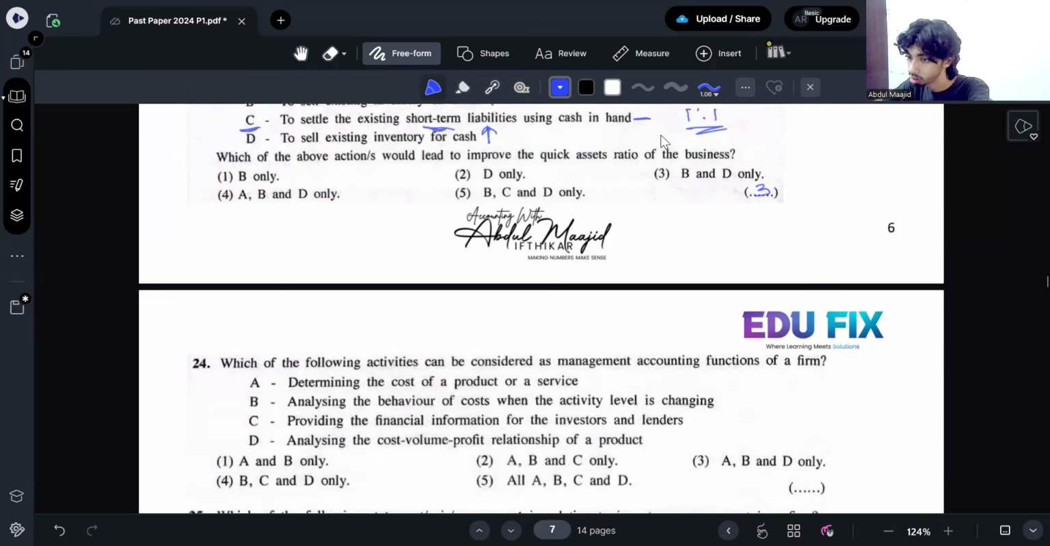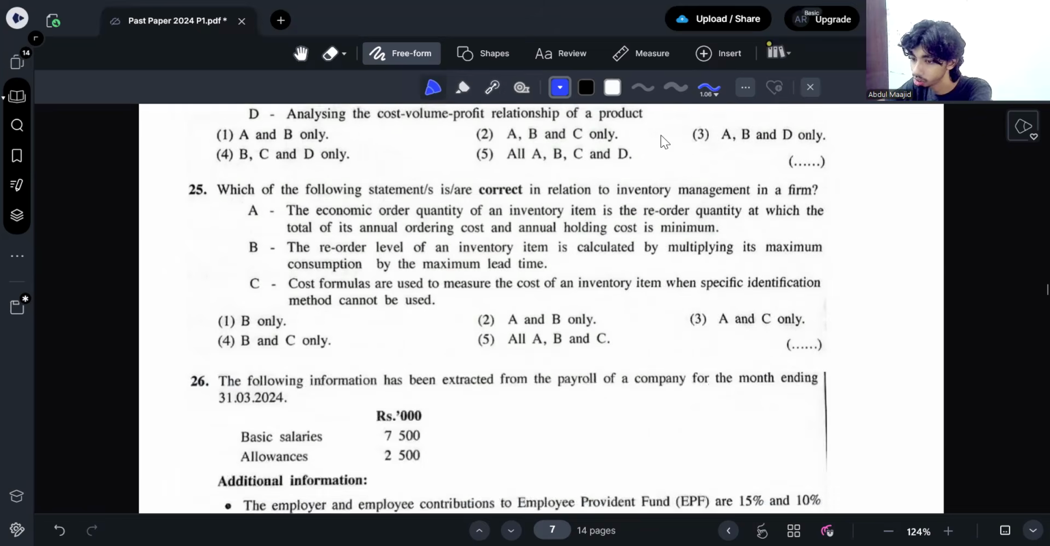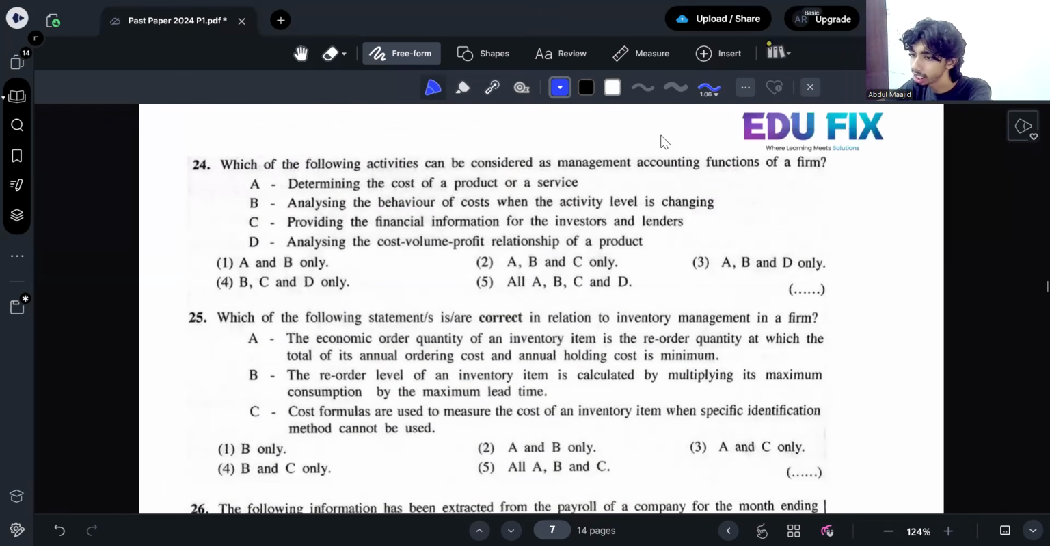Then 24. Which of the following activities can be considered as management accounting functions of a firm? Determine the cost of a product or service, it is management accounting. Analyzing the behavior of cost when the activity level is changing, this is management accounting. Providing financial information for investors and lenders, that is financial accounting. Analyzing the cost volume profit relationship, marginal costing, that is management accounting. A, B, and D, answer number 3.